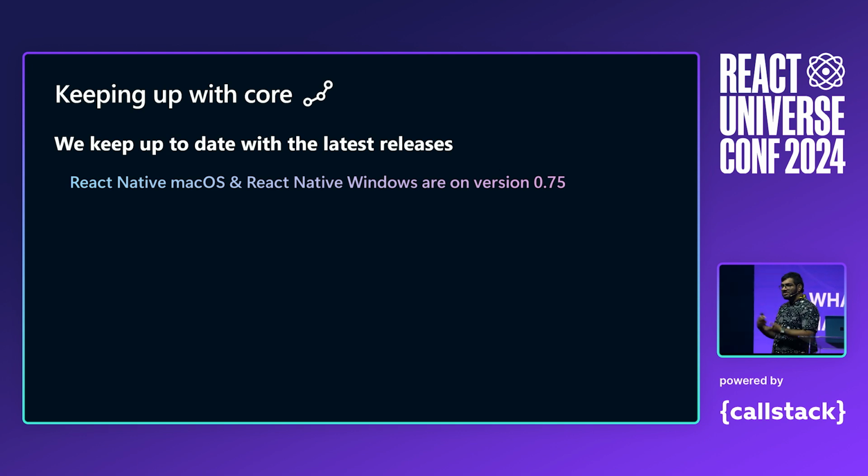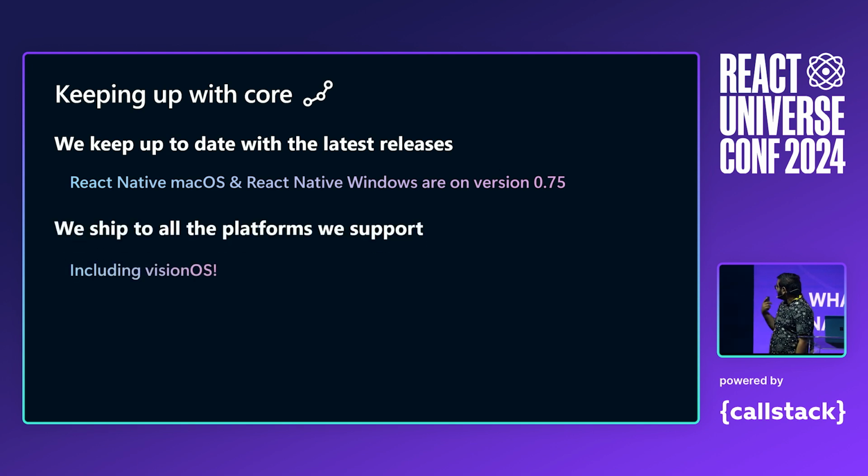And I want to talk a little bit about why that happens. So first off, we ship to all the platforms we support, which means we have to make sure that everything that we use works. And this year, we shipped to a new platform called VisionOS. So we took a bit of a sidetrack to go make sure that React Native on VisionOS works for all the things that we care about.